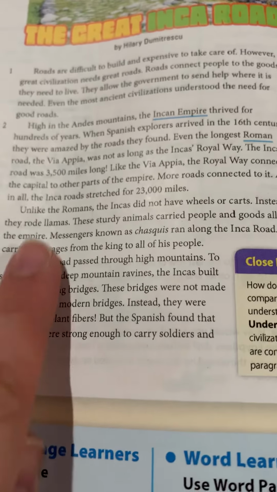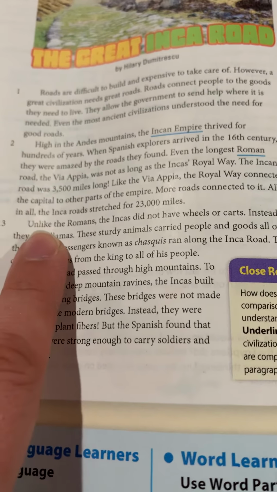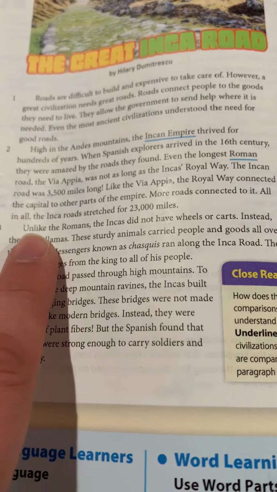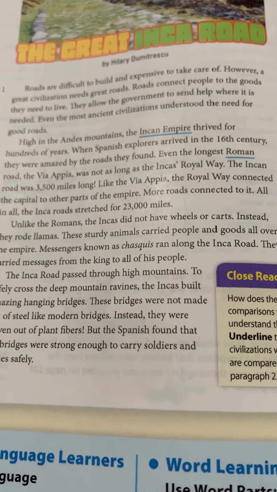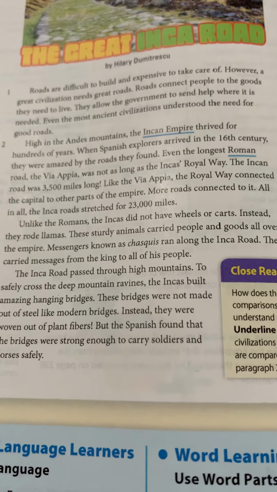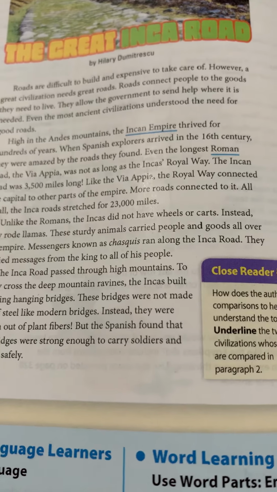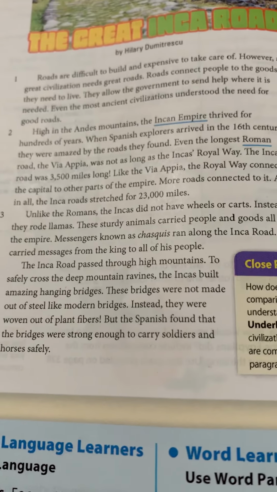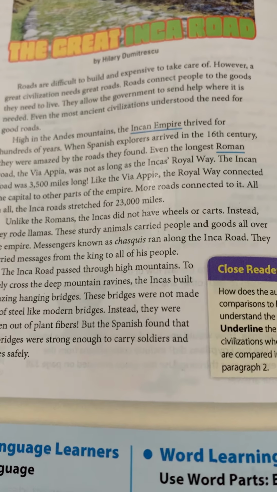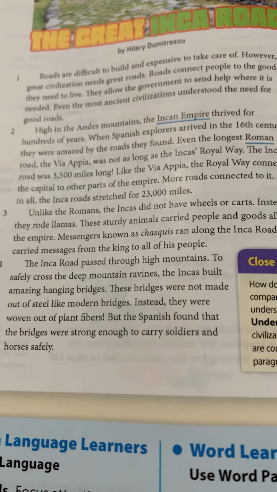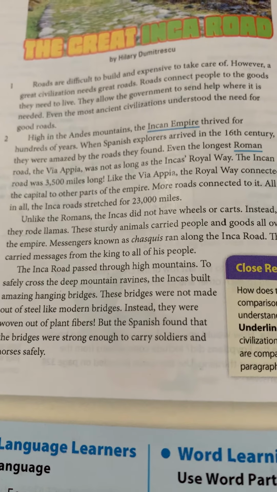Unlike the Romans. I hope you're thinking in your head like I am right now, is my signal word unlike for how something is the same or different. Unlike the Romans, the Incas did not have wheels or carts. Instead, they rode llamas. These sturdy animals carried people and goods all over the empire. Messengers, known as chaquis, ran along the Inca road. They carried messages from the king to all of his people.